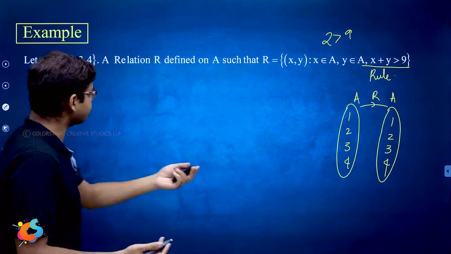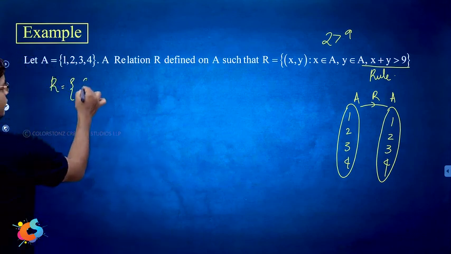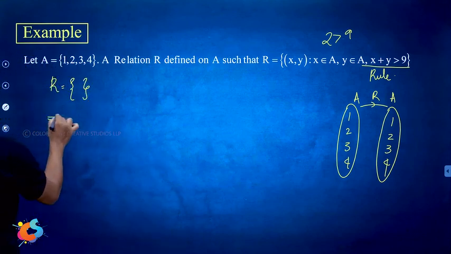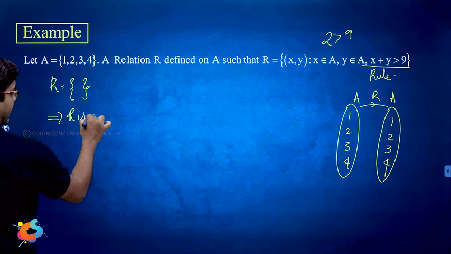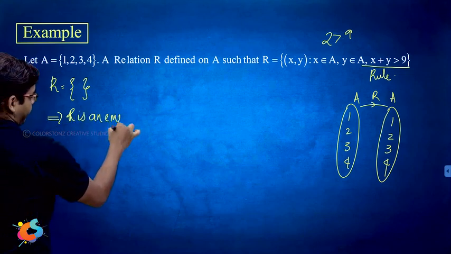So therefore, our relation will not have any ordered pairs. It will be a null set. This implies R is an empty relation.